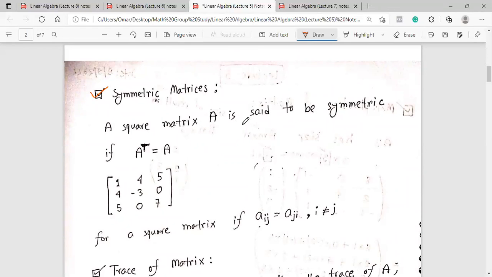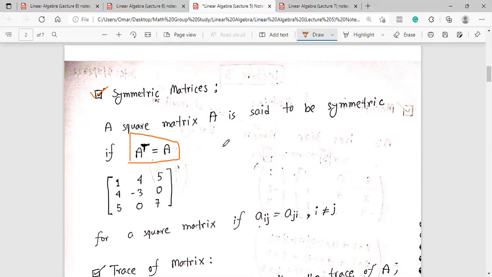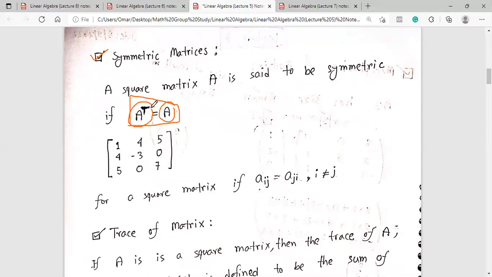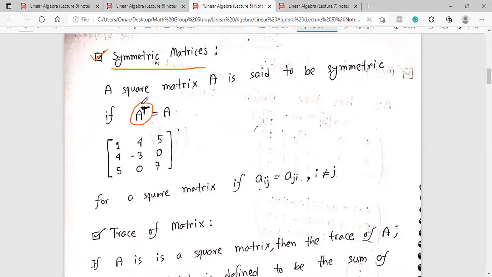A square matrix A is said to be a symmetric matrix if the transpose matrix of A is equal to A. Okay. So if the matrix and the transpose matrix of that matrix are the same, then we can say that this is a symmetric matrix. Okay. So here, the transpose matrix of A will be similar to the matrix A.